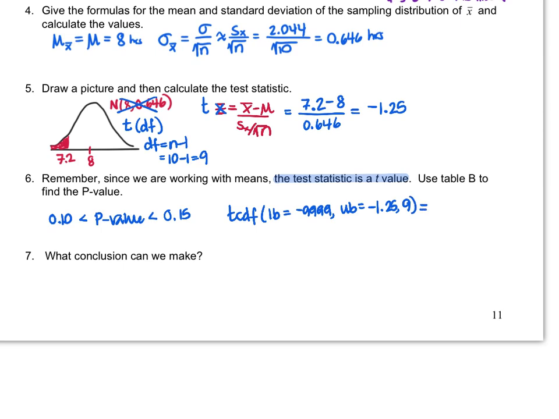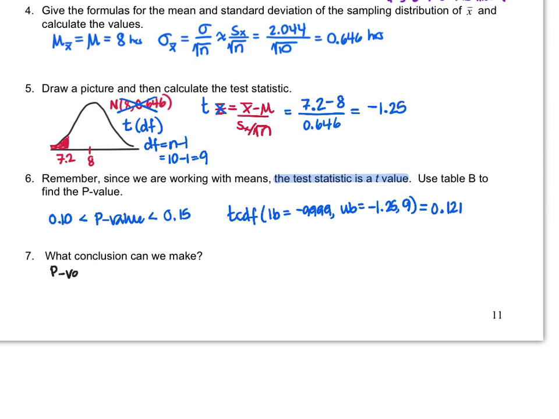That ends up giving us a p-value of 0.121, which of course is between the two values that we found on the table. And then we're ready to draw our conclusion. So what conclusion can we make?